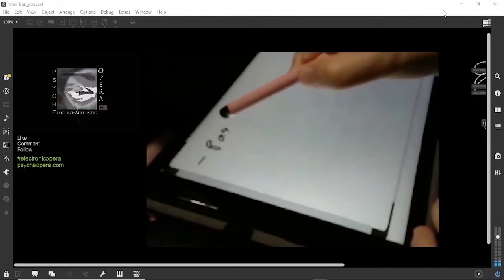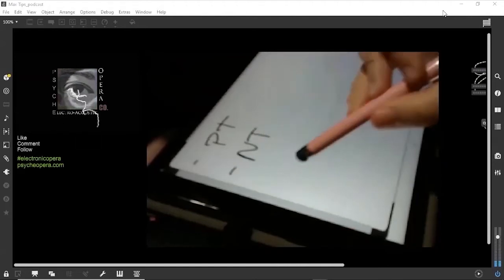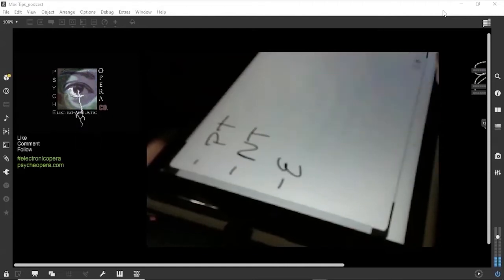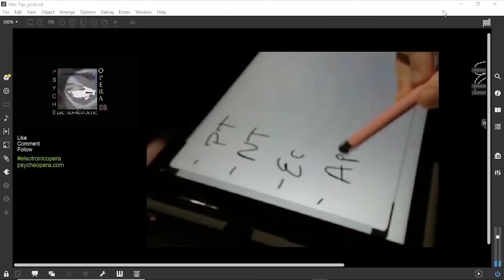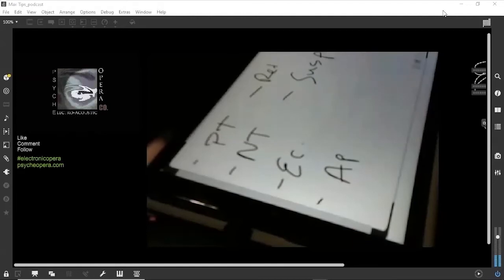So we have passing tones. Let's abbreviate. Why not? Passing tones, neighbor tones, escape tones or échappés, appoggiaturas. Is it APP or AP? I don't know how they abbreviate appoggiaturas. And retardations and suspensions. Passing tones. Are they accented or unaccented? Or can they be both?